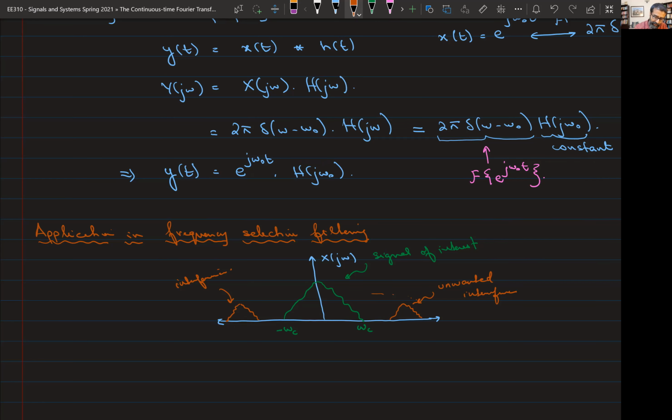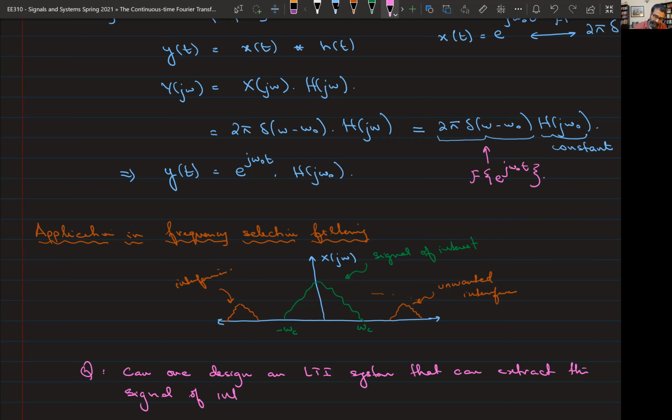So the question is the following, right? So the question is, can one design an LTI system that can extract the signal of interest while blocking the unwanted interference? What do you think?